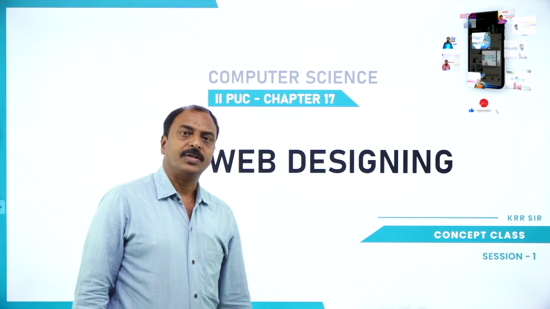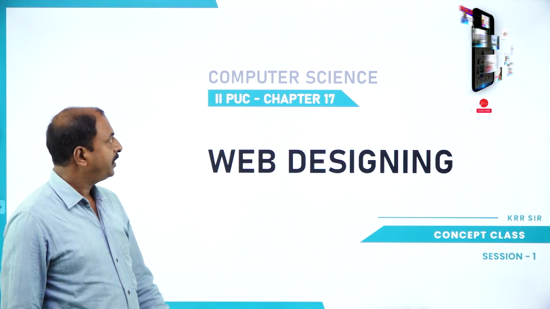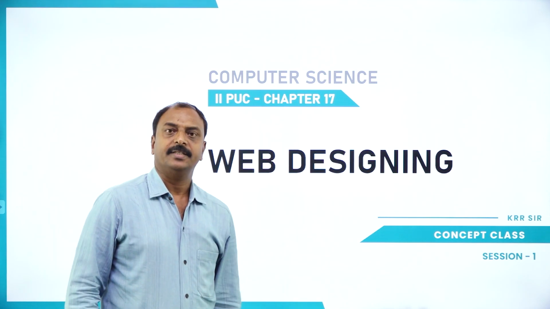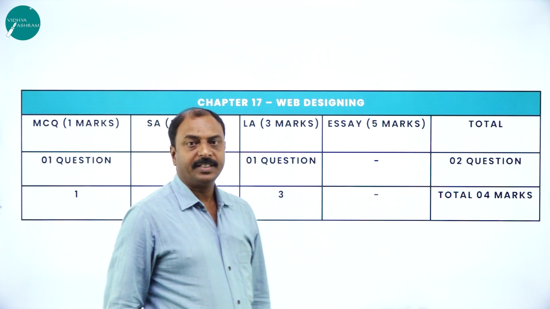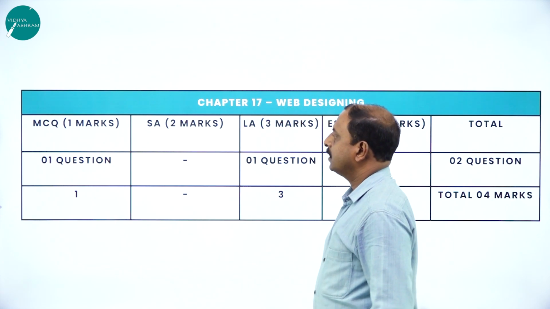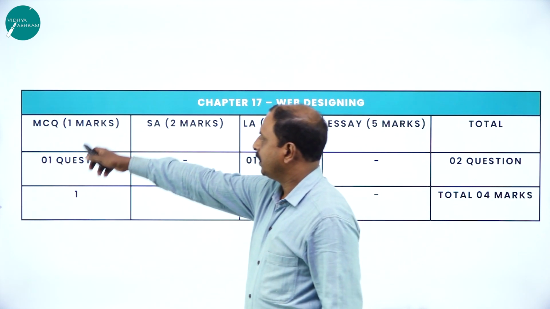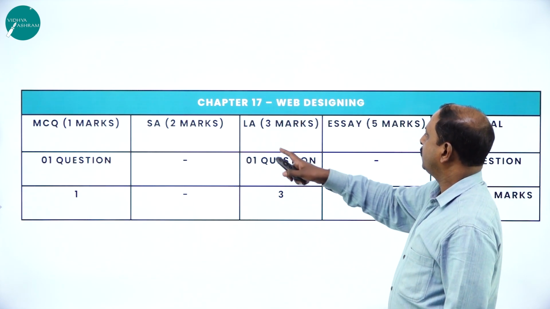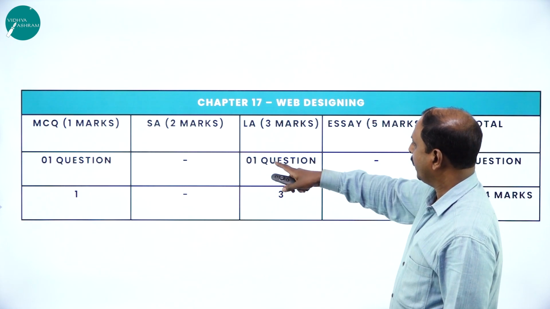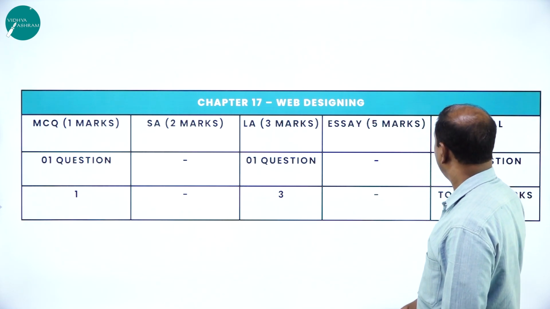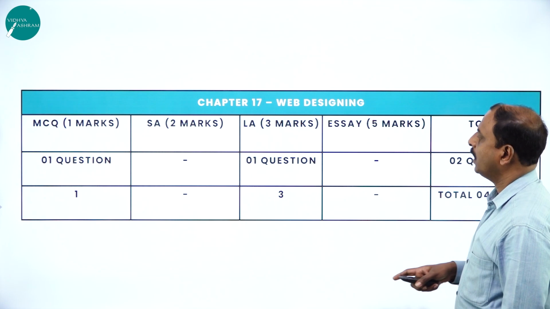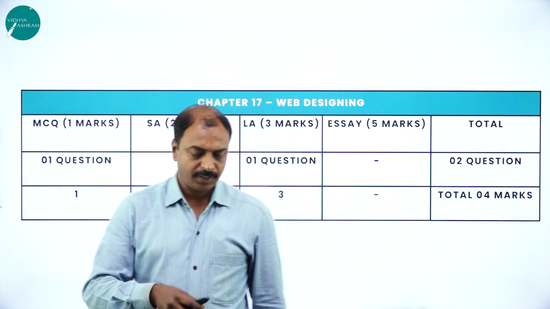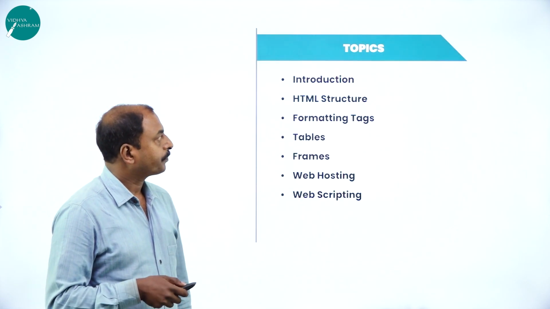Students, today we are going to start our session with a new chapter, that is chapter 17, web designing. Let us see the weightage of the chapter. In this chapter, you will get one MCQ question for 1 mark, and one question for 3 marks. So totally there will be 2 questions and the total weightage is 4 marks. This is the weightage of the chapter web designing.